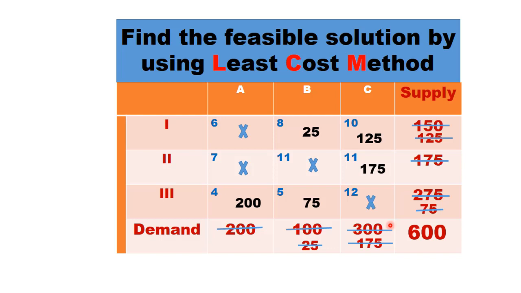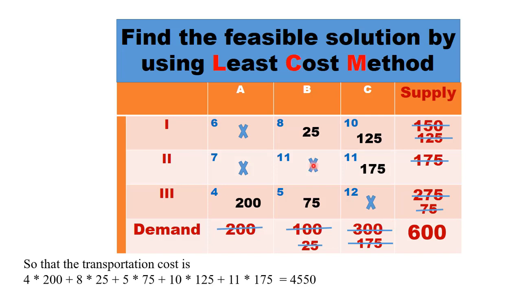Now the total cost can be computed by multiplying the units assigned to each cell with the concerned transportation cost. Therefore, the transportation cost is 4 into 200 plus 8 into 25 plus 5 into 75 plus 10 into 125 plus 11 into 175. That is equal to 4,550. This is our total transportation cost using the least cost method. Thank you.